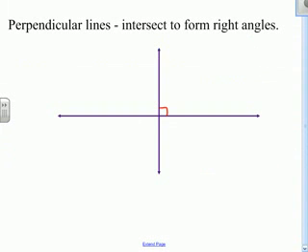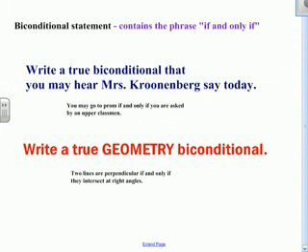If two lines intersect to form right angles, then they're perpendicular. If they're perpendicular, then they intersect to form right angles. So it's an if and only if statement.